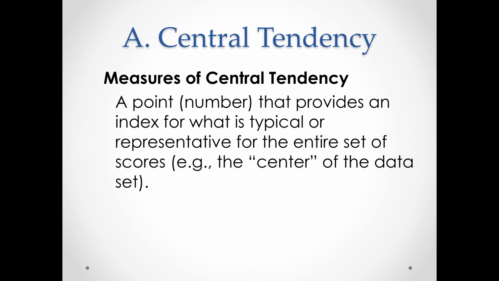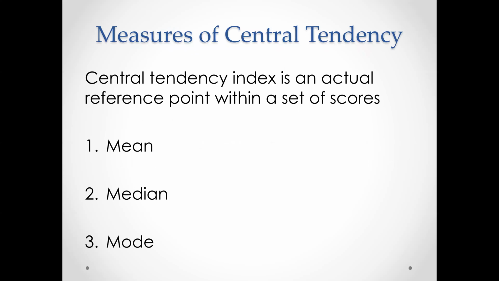So again, central tendency is basically a number that provides an index that is typical for an entire set of scores or data. Now here's the thing about the word typical. You want it to describe the majority of the scores that are in your data set. So we're going to get more into that when we go into the mean versus the median. So let's start with the first central tendency, the mean.